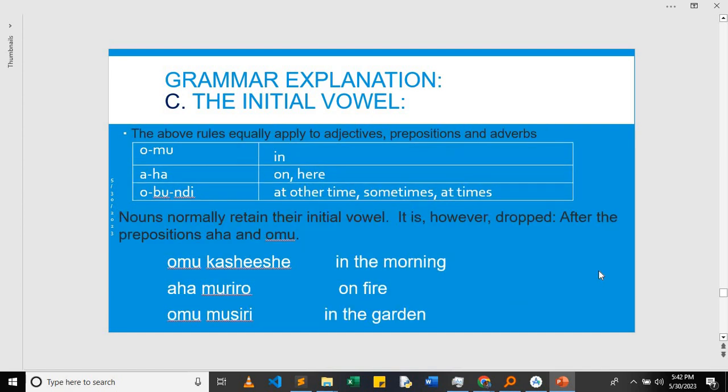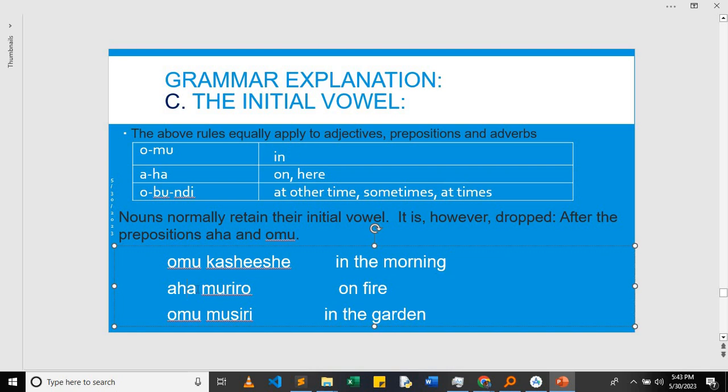Now, these words also apply to the adjectives, the words that we use to join other words. So we have omukasheshe, ahamuriro. Omu is in the. Kasheshe is morning. Omunju, in the house. Omumotoka, in the car. Omuchitabo, in the book.